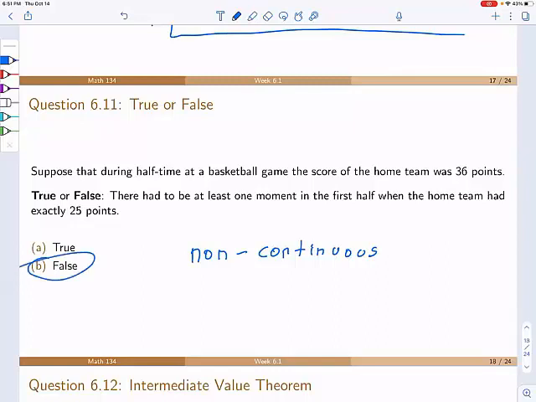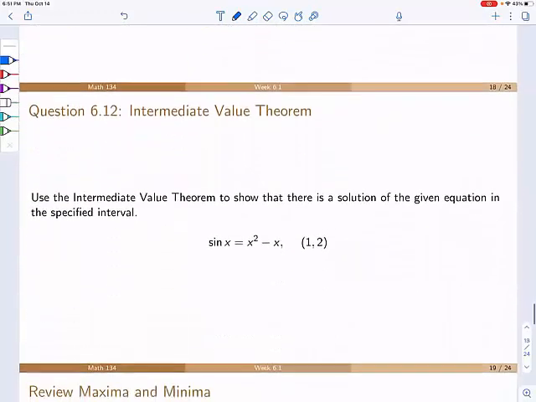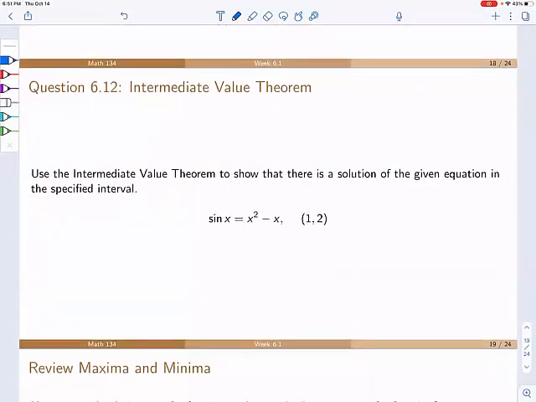So this particular example is false. And it's just really a reminder that if you're ever using the intermediate value theorem, make sure that the function you're dealing with is continuous. All right, here's another quick example.